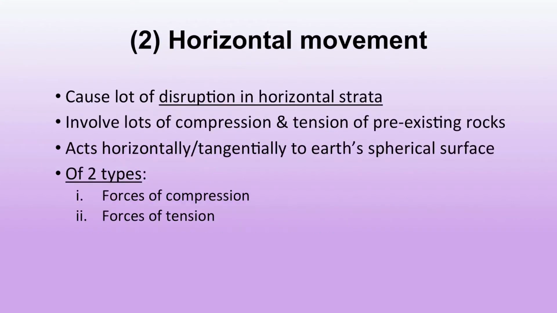Now second is horizontal movement. It causes lots of disruption in horizontal strata. It involves lots of compression and tension of pre-existing rocks. It acts horizontally or tangentially to Earth's spherical surface. There are two types of horizontal movement. One is forces of compression and another is forces of tension.